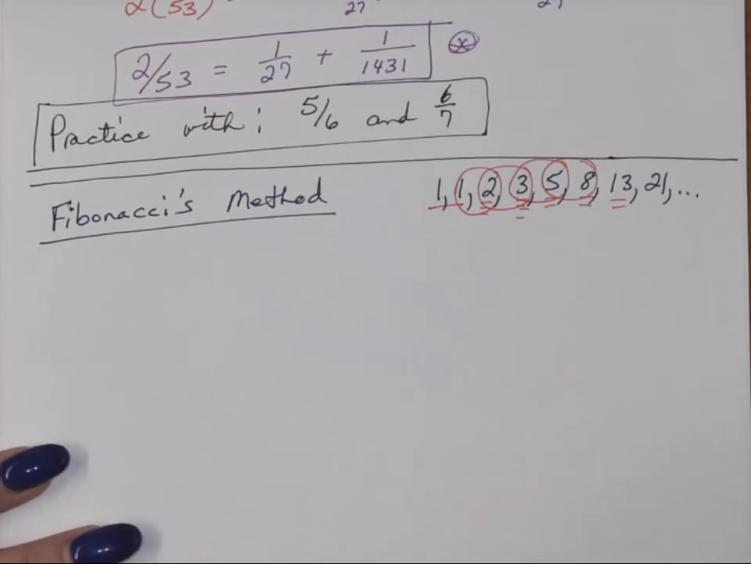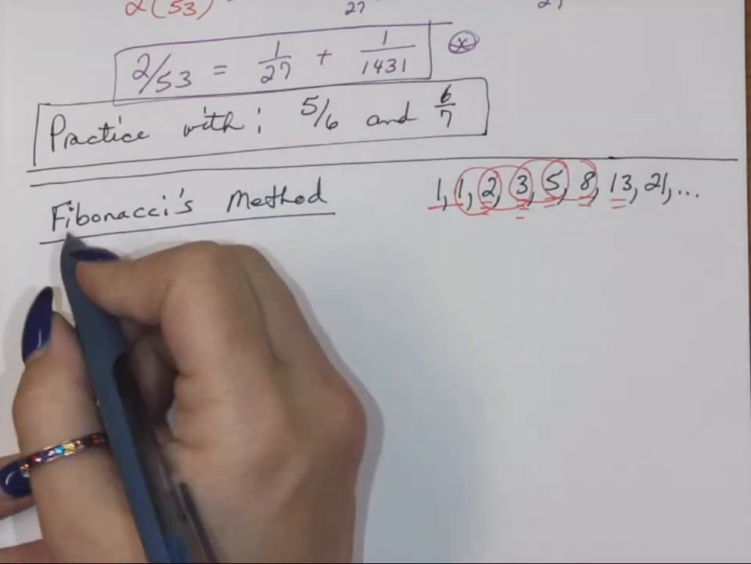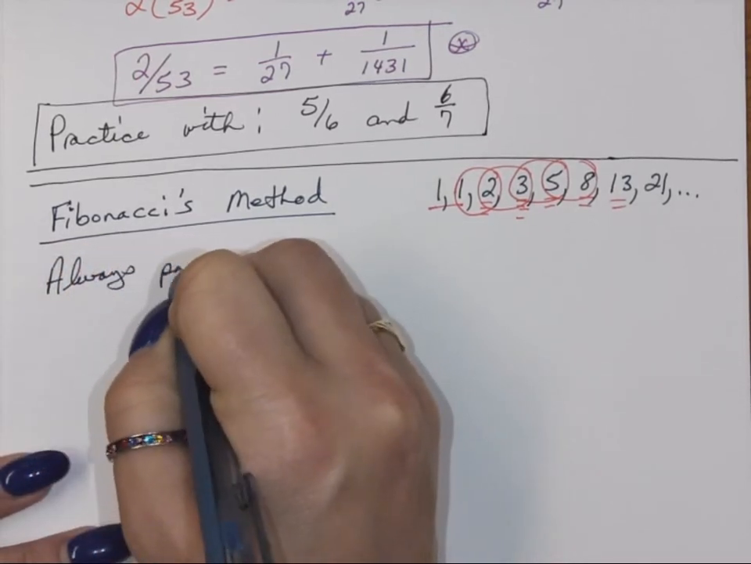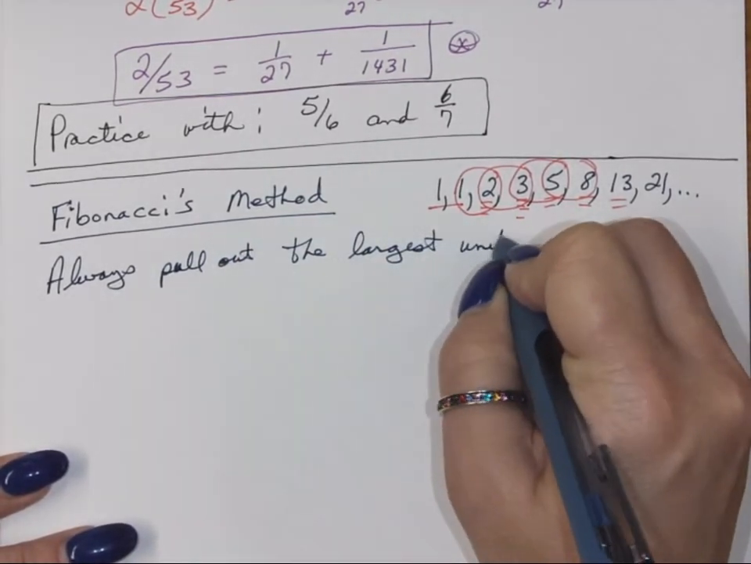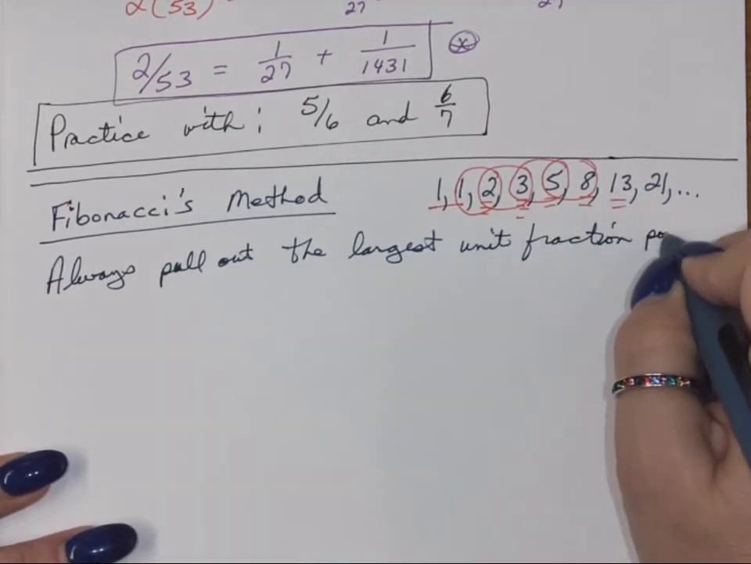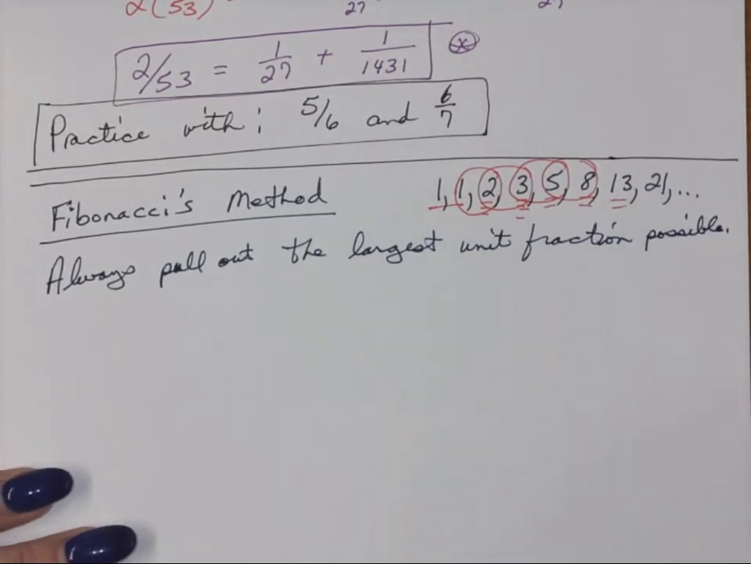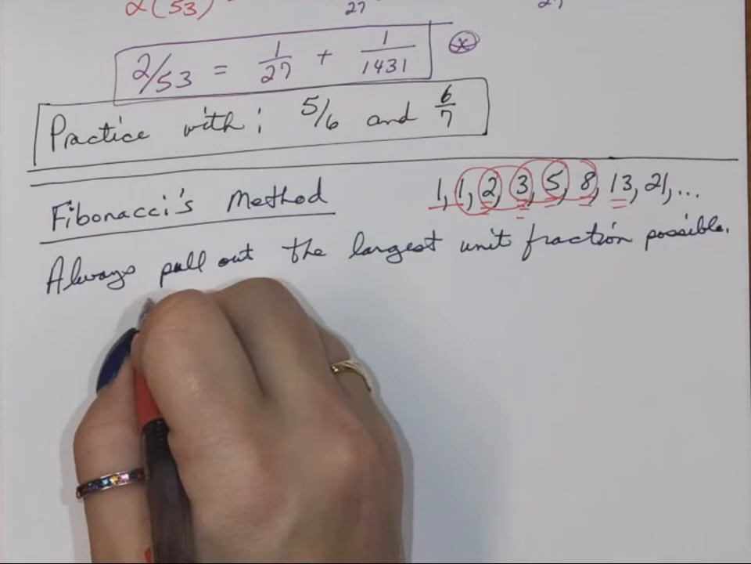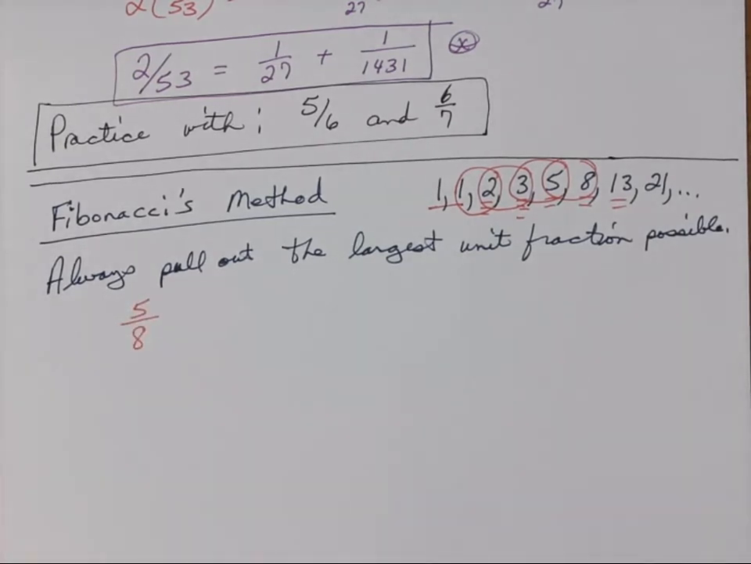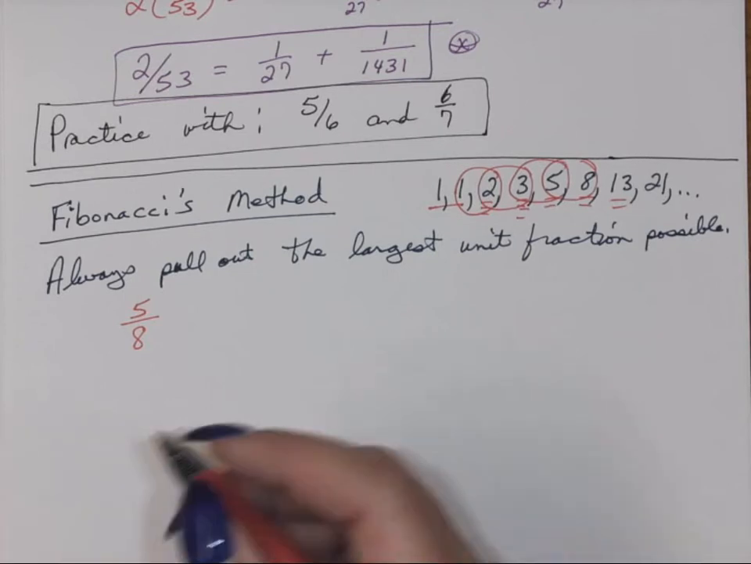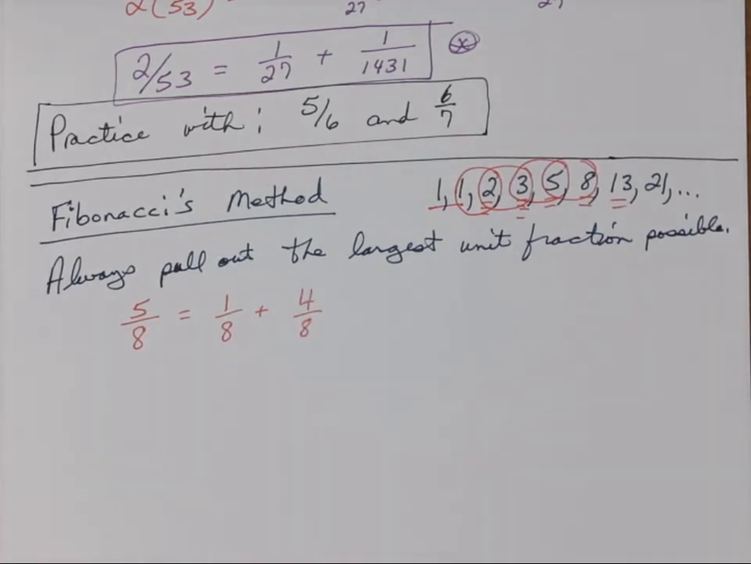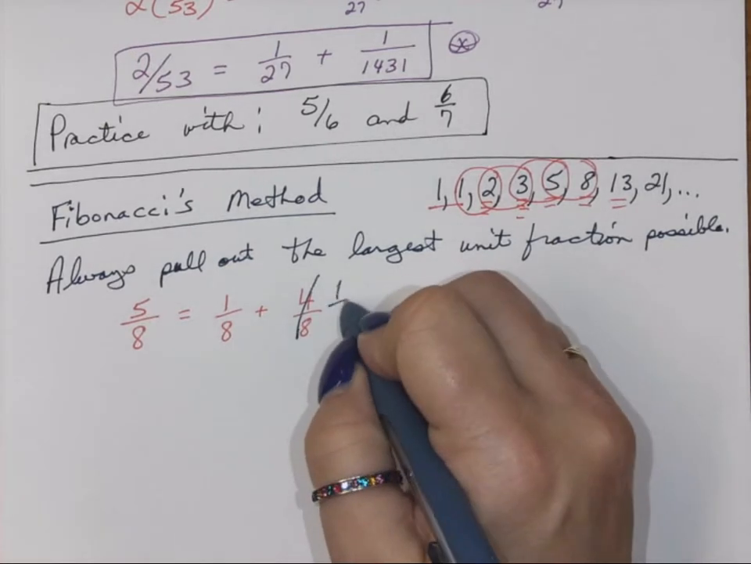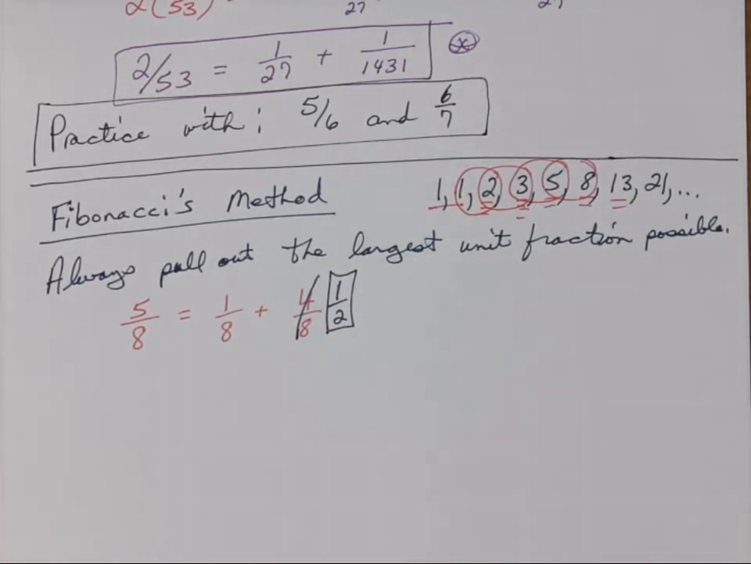So here's the idea behind Fibonacci. Always pull out the largest unit fraction possible. And sometimes that works out really nicely, okay? So if we're always pulling out the largest unit fraction possible, for instance, I don't know if I used this in this class or not the other day, but if I had 5/8, if you're paying attention to what you're doing, it's pretty easy to decompose this one, right? I would do 1/8 plus 4/8. Okay, and the reason I picked 4/8 is because 4/8 will reduce down to 1/2, and 1/2 is the largest unit fraction, right? So 1/2.